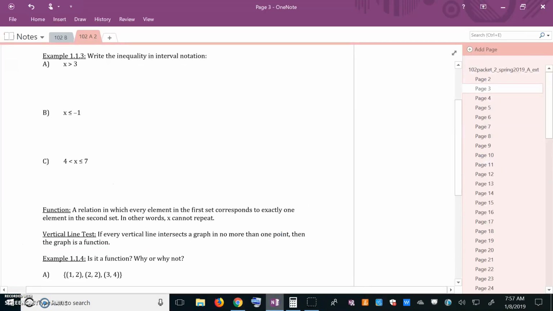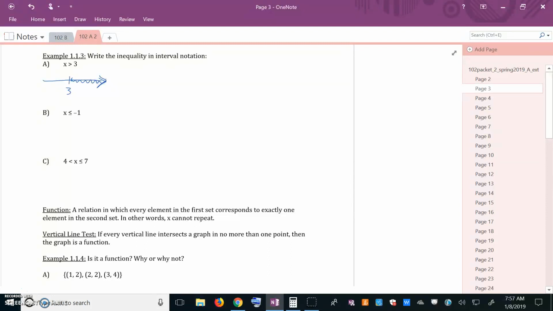The next thing we'd like to cover is how to write something in interval notation. So here we're going to start with an inequality. And I'm going to begin by writing that as a number line. So if x is greater than 3, here's my number line, and here's 3. Do I shade to the left or to the right? For greater, I shade to the right.